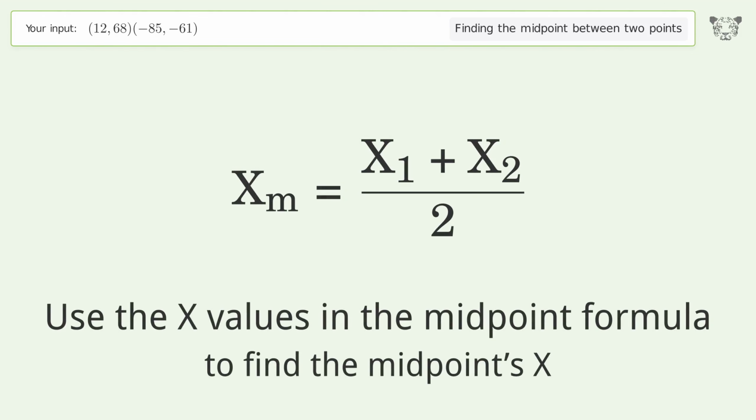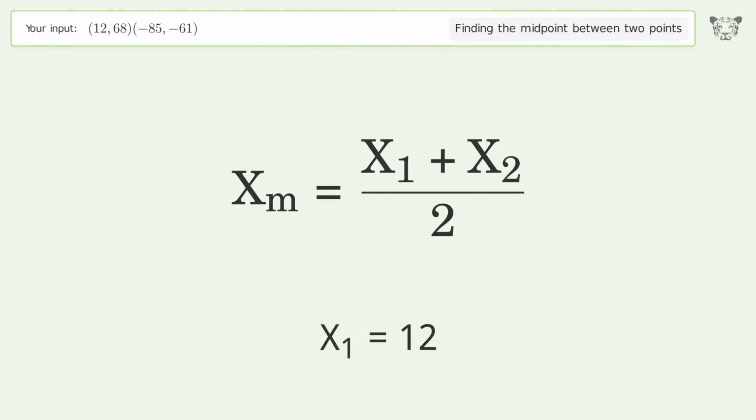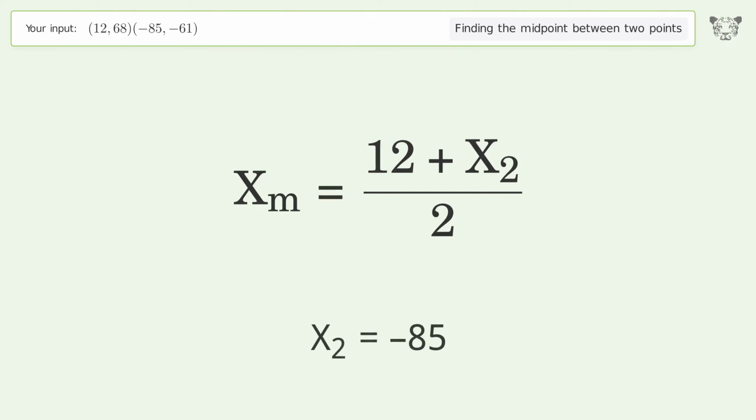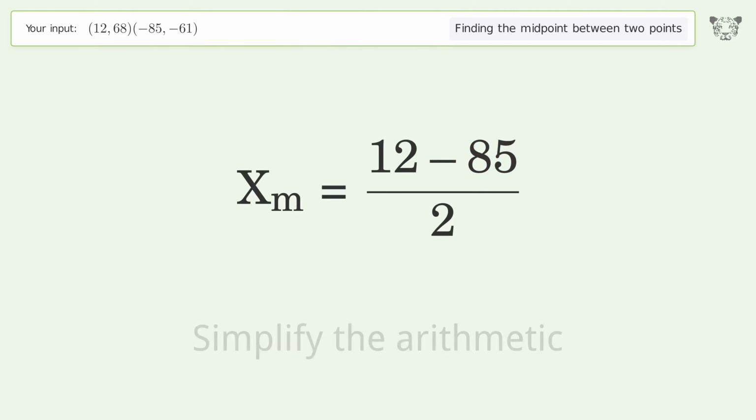Use the x values in the midpoint formula to find the midpoint's x. x1 equals 12. x2 equals negative 85. Simplify the arithmetic.